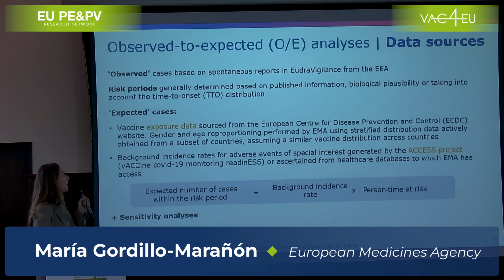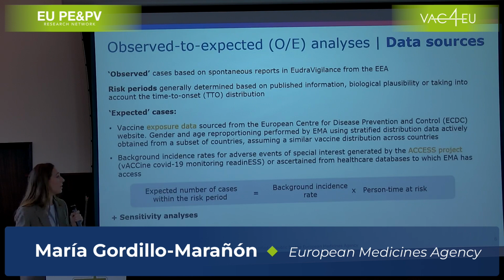So to perform an observed to expected analysis, one needs 3 key elements. So the observed number of cases, the risk period or the time period for which there is a suspicion or biological plausibility that there is a vaccine-associated increased risk of experiencing an event, and the expected number of cases.